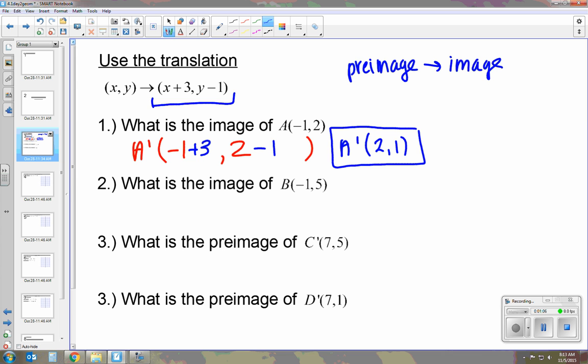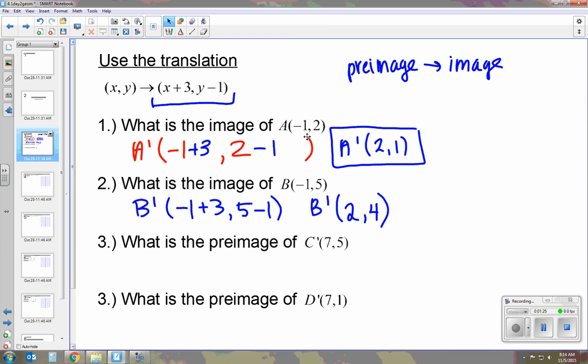So let's do that same thing to number 2. So it says, what is the image of B, -1, 5? So we now have B prime. We do -1 plus 3, and then 5 minus 1. And we get for the image of B is 2, 4.